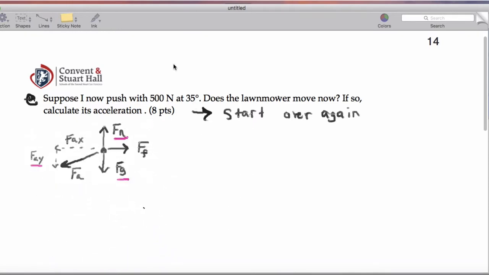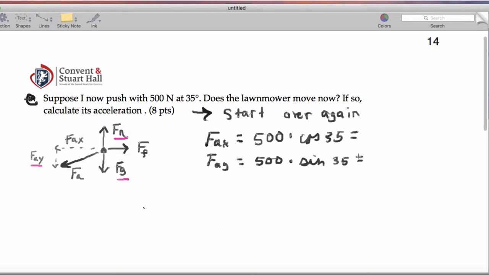So I'm fine with the free body diagram. But now what I want to do is get a little clearer on what the forces are. So let's go ahead and get FAX and FAY. FAX is going to be 500 times the cosine of 35, and FAY is going to be 500 times the sine of 35. When I work those out, FAX is about 410 newtons when I round, and 500 times the sine of 35 gives me 288 newtons.